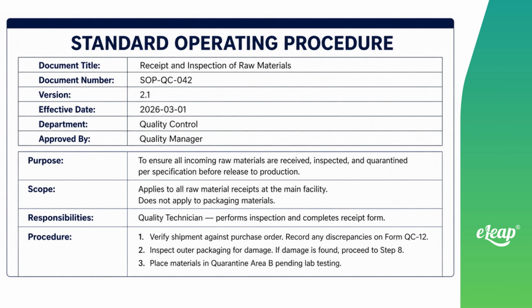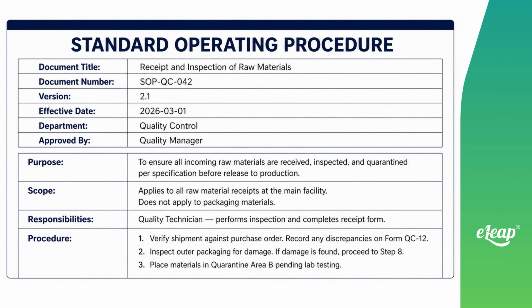Notice what makes it work. The document number is SOP-QC-042. That unique identifier is how document control tracks this procedure. Version 2.1 with an effective date means anyone reading it knows exactly which revision they have. The purpose statement is 1 sentence and names the specific outcome, ensuring materials meet specification before release to production. The scope explicitly states what is not covered, packaging materials.